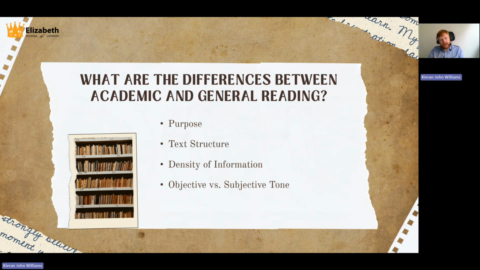Also, think about objectivity and subjectivity. If you're reading a magazine, it's usually going to be subjective. It's going to tell you to watch a film because that film is amazing and you should definitely watch it. But it is much more objective in academic reading, because they are trying to persuade you, trying to convince you, rather than telling you to do something. Those are, in essence, the main differences there.